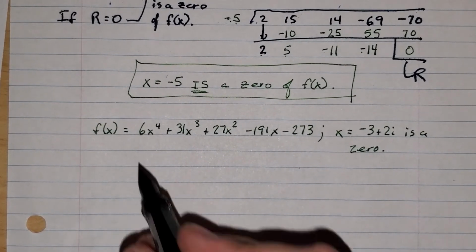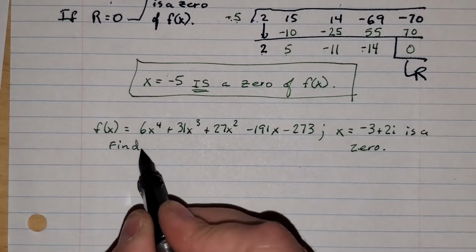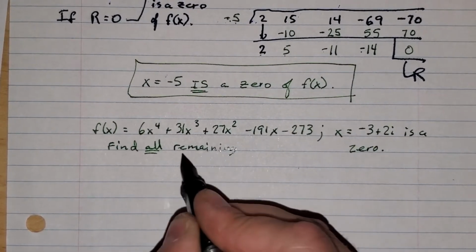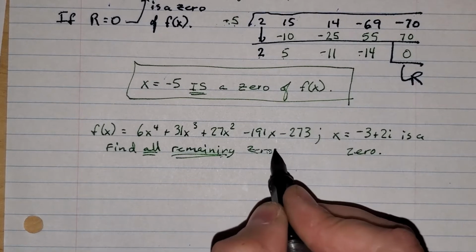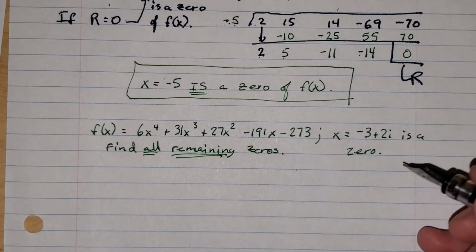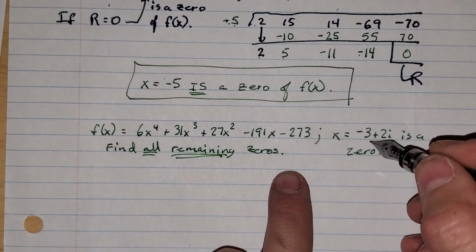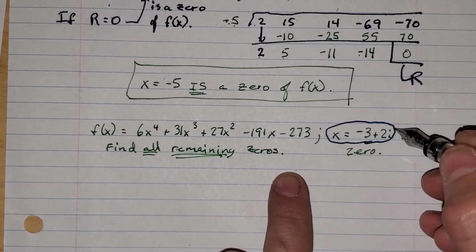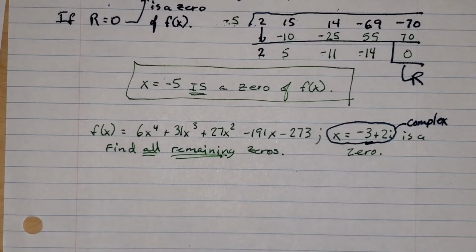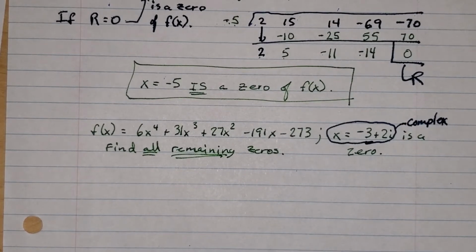And then they ask us to find all remaining zeros. Now, we're going to use a couple of things. We are going to start with what's called the conjugate zeros theorem, and I'm going to put this over here on the right-hand side for you. We've got an imaginary, or what a lot of people will call a complex 0 here. It's got a real and an imaginary part, a complex 0.